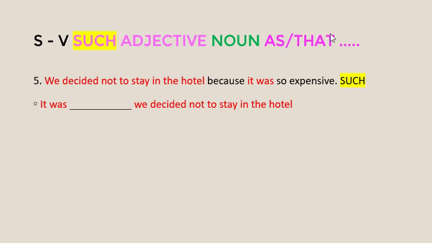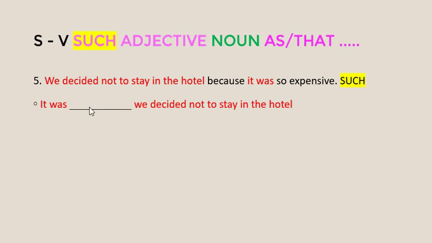Okay, let's take a look. It is taken from this one. "We decided not to stay in the hotel" is copied here. The words in black which haven't been used are "so expensive" and "because". "Because" cannot be used here, but "so expensive" has to be used here.